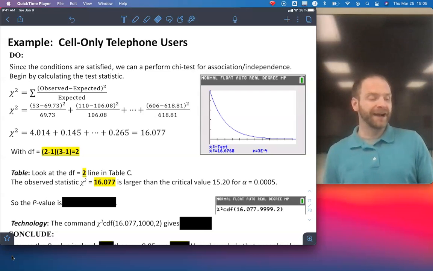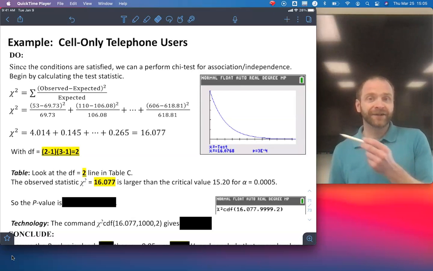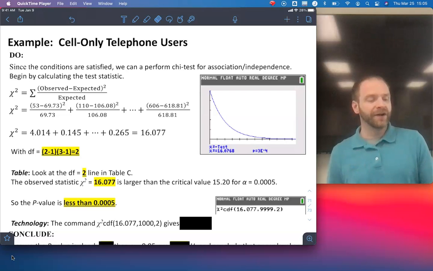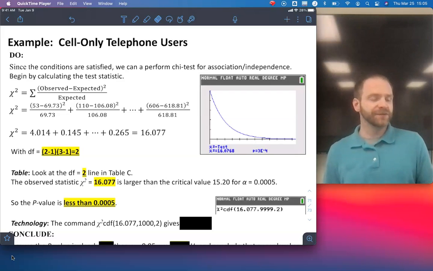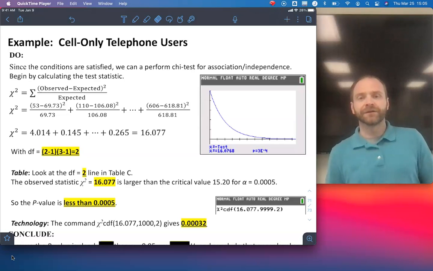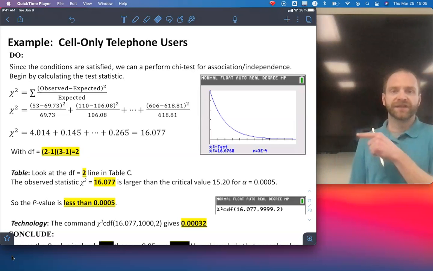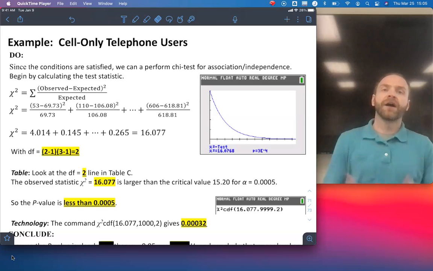But I'm going to use my calculator. Now, I did do something different here. I did use the calculator and it calculated it right here for me. And I also can use my calculator and look at that chi-squared CDF, which Mr. Manico showed in his video. So I have my lower bound, 16.077, my upper bound, 1,000, and then a comma, degrees of freedom, which in this case was 2. And that gives us 0.00032, which is the same as that number. So there's a couple ways you can use it.